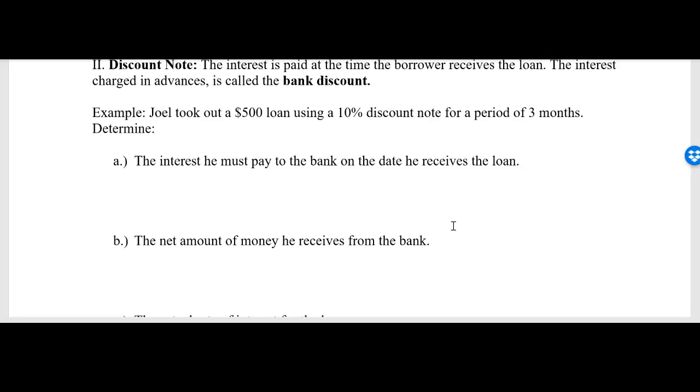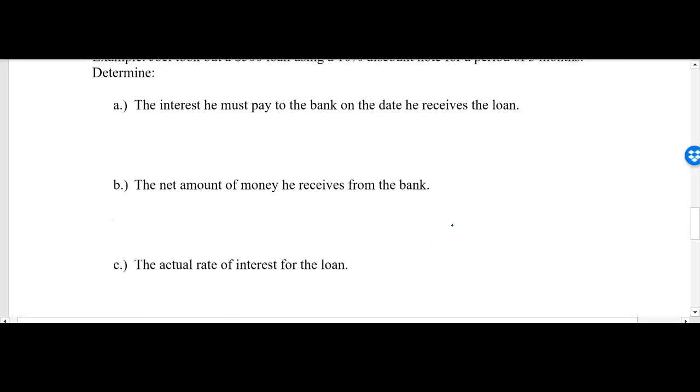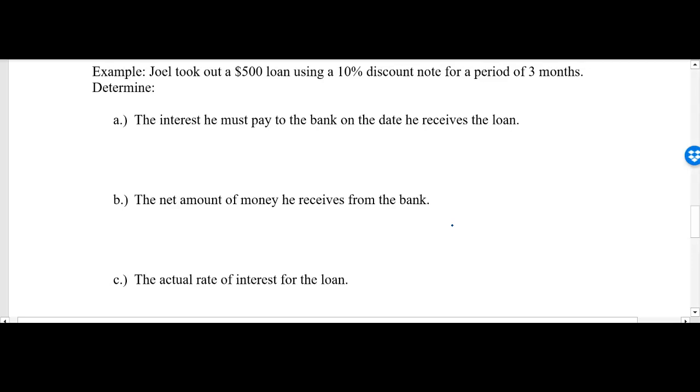Here's our example. Joel took out a $500 loan using a 10% discount note. So when I see the word discount note, bank discount, it automatically tells me we're working with simple interest. Takes it for 3 months. Now, part A, the interest we want to find: the interest he must pay to the bank on the date he receives the loan.